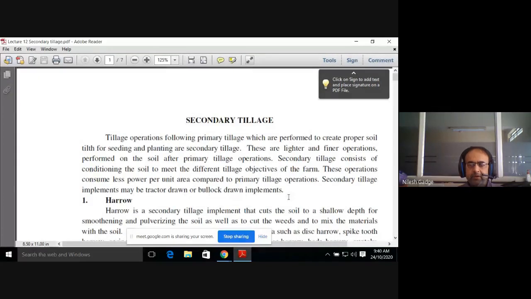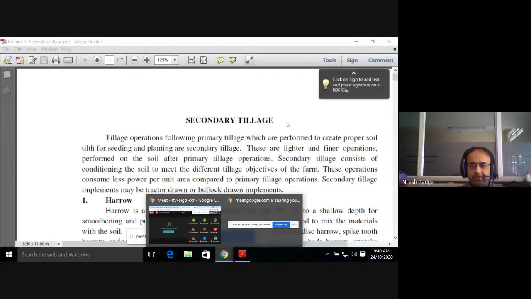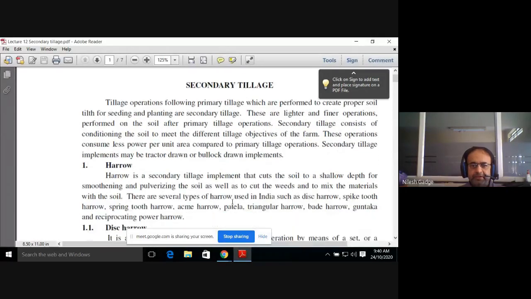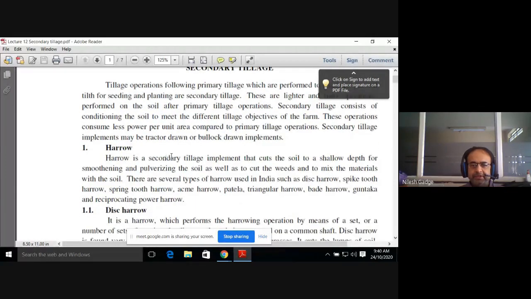I have already told you that secondary tillage is a lighter operation compared to the primary tillage. So let's see. Harrow is a secondary tillage implement that cuts the soil to shallow depth for smoothening and pulverizing the soil, as well as to cut the weeds and to mix the materials with the soil. There are several types of harrow used in India. Disc harrow, spike tooth harrow, spring tooth harrow.